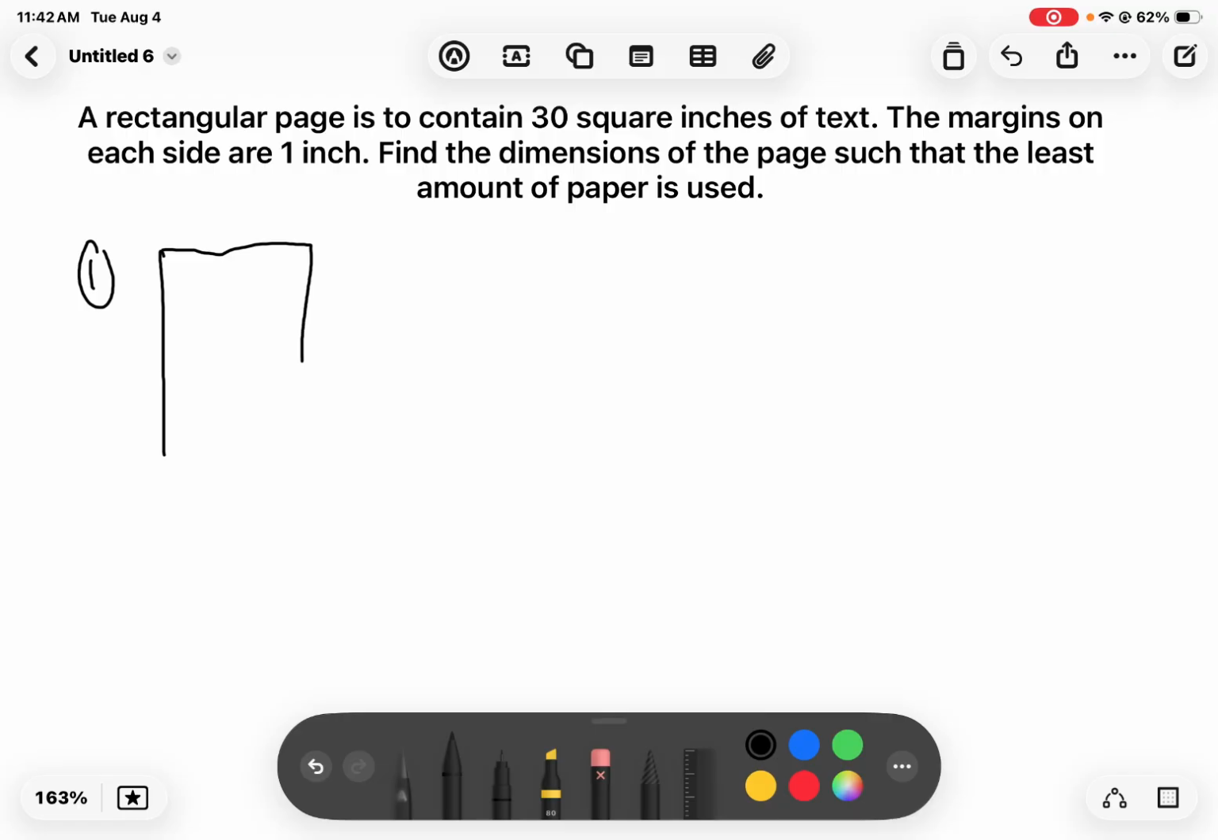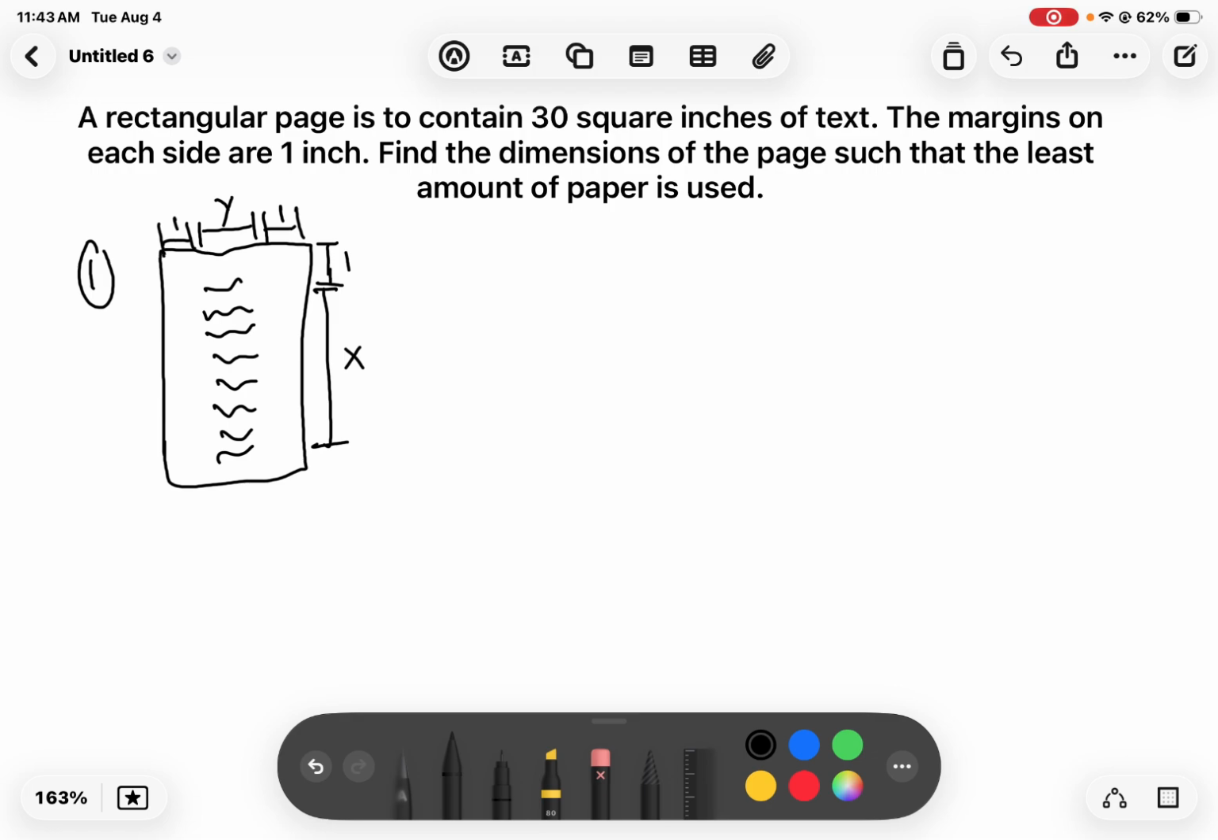It contains 30 square inches of text with a margin of 1 inch on each side. So let's say we have some text on the paper, like so. And let's go ahead and find the dimensions of the text. We'll call this length y and this length x. Then we know the margins on each side are 1 inch, so all these lengths are 1 inch. Like I said, the first step is to draw and label your picture.